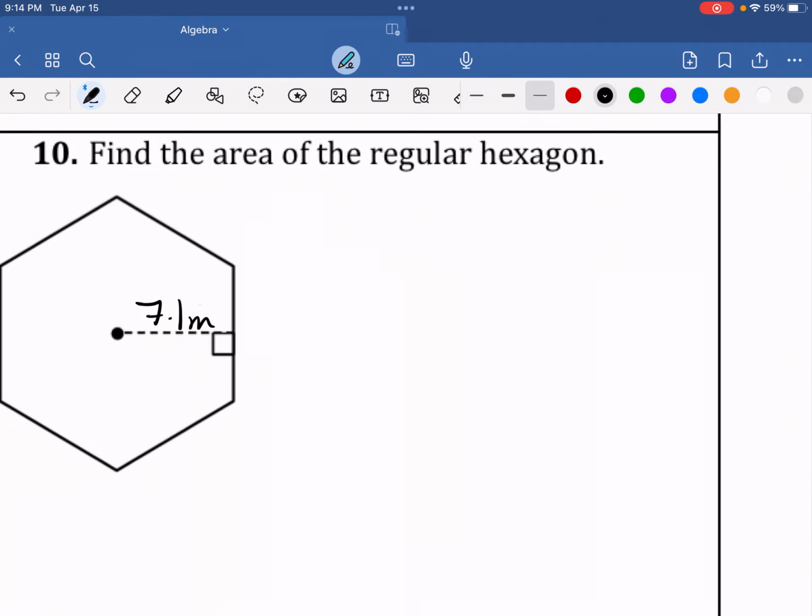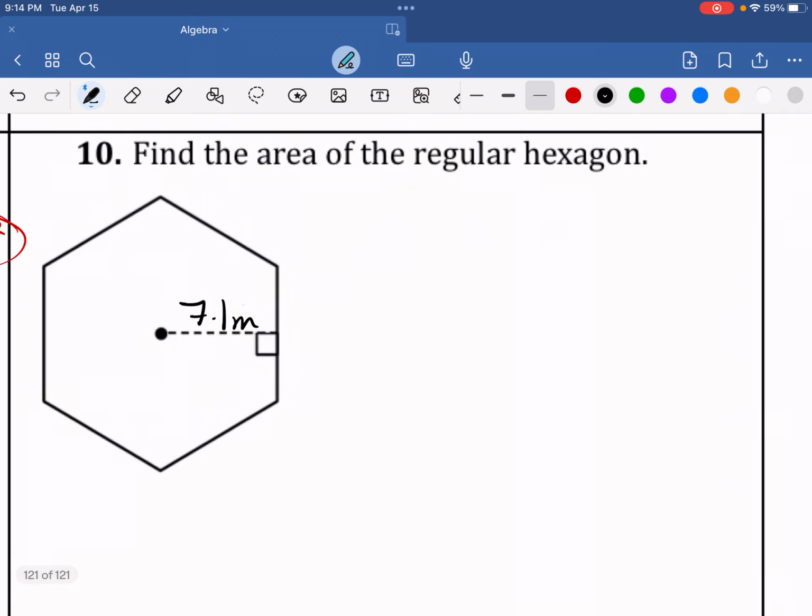All right, so for this one, if you want to find the area of the shape, you're going to do 1/2 A times P. A is the one that goes from the middle to the middle of a side. That'd be this one right here because it's going to the middle and it makes a 90-degree box. This is A. So we already know A is 7.1.